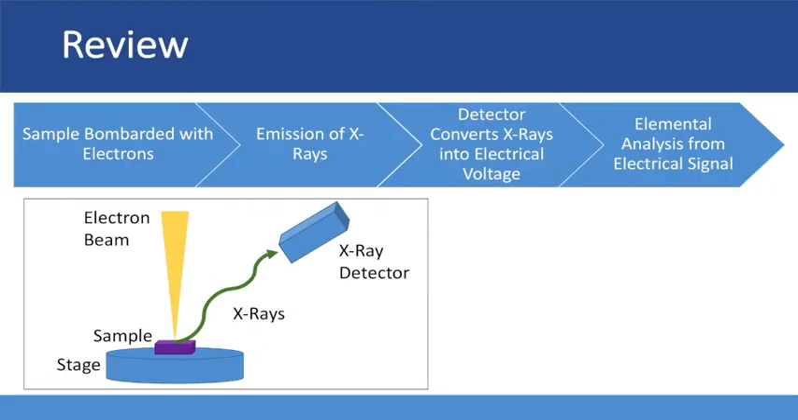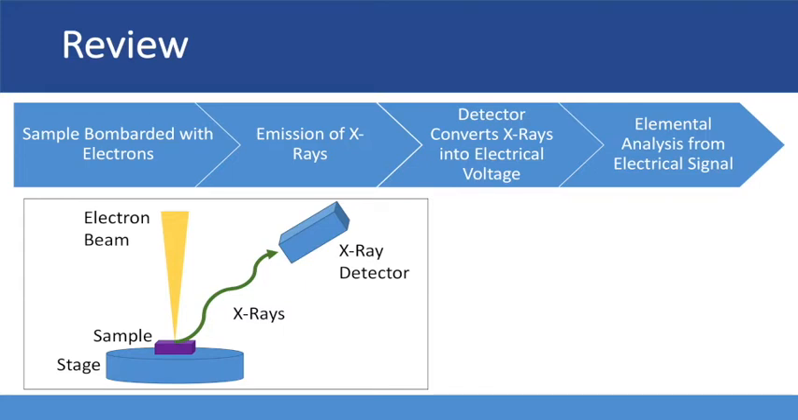Quickly reviewing energy dispersive X-ray spectroscopy, I wanted to remind you that the process starts with the bombardment of a sample with a primary electron beam. This leads to an emission of X-rays from the sample that is then detected and converted to an electrical voltage. From the characteristic X-ray spectrum generated from this electrical signal, elemental analysis can be done.